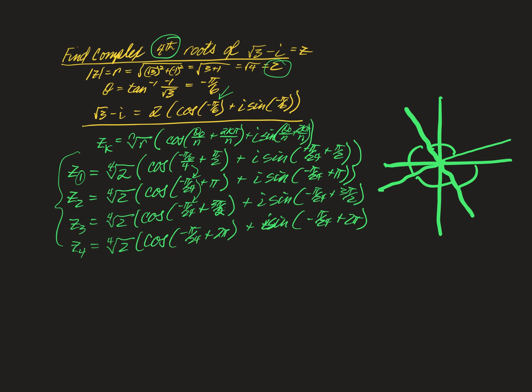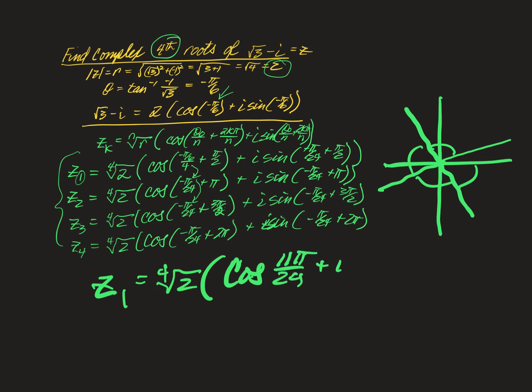And pardon me, you could actually take these and add them together to make them look a little more simple. Let me do the first one for you. Z1 equals the 4th root of 2 times cosine of negative pi over 24 plus pi over 2, which is 12 pi over 24. So you'd put a cosine of 11 pi over 24 plus i sine 11 pi over 24.